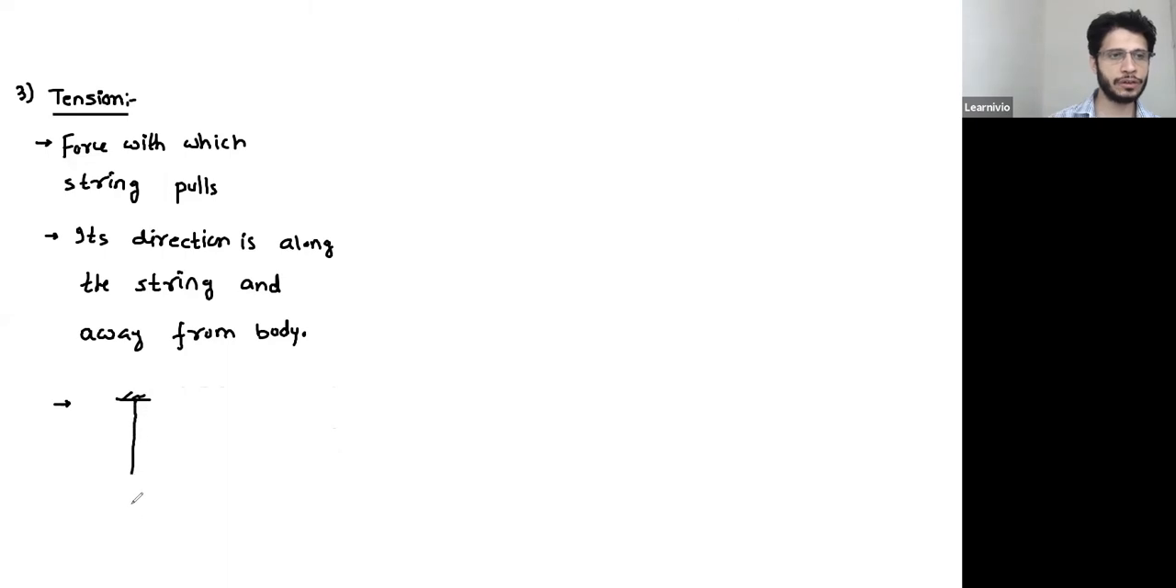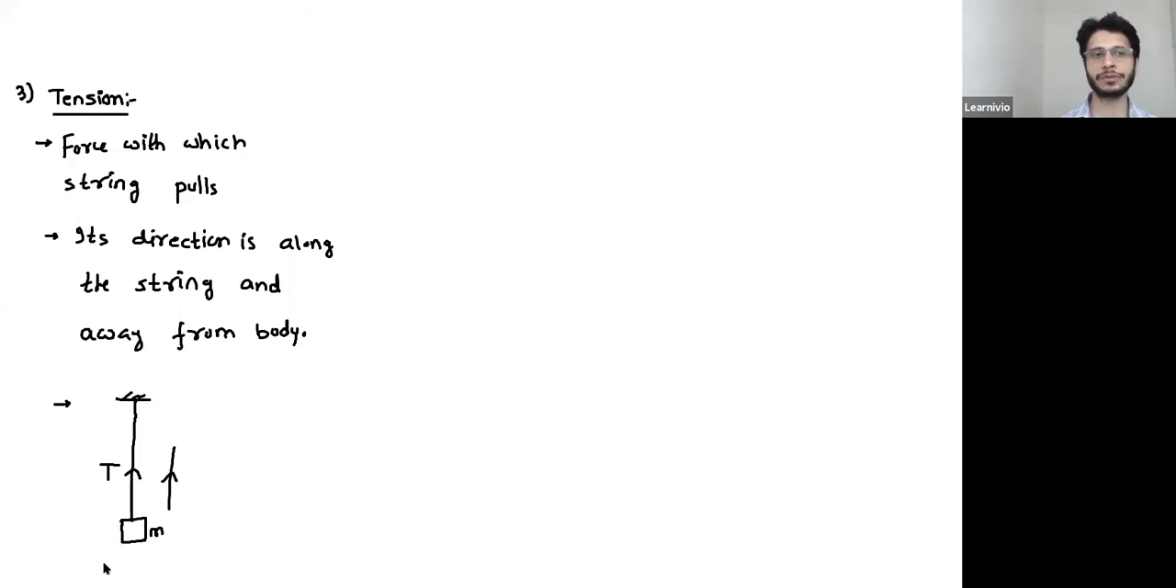So this is the case. Like this is string and this is mass m. If I'm taking this mass upwards, then string will apply a force on the mass in upwards direction, and the name of that force is tension. It's acting in upwards direction. So tension always acts along the string and away from the body.